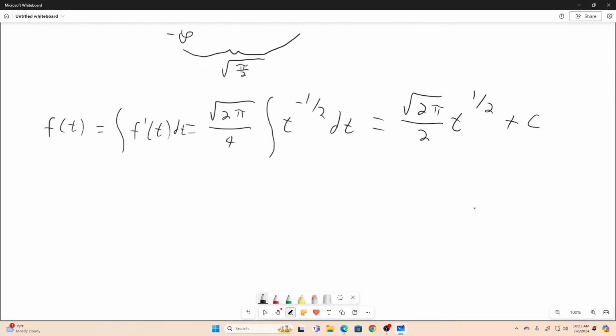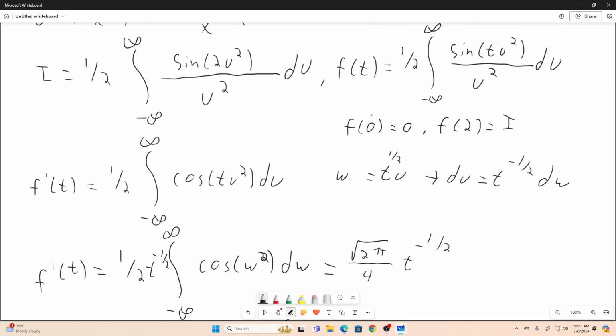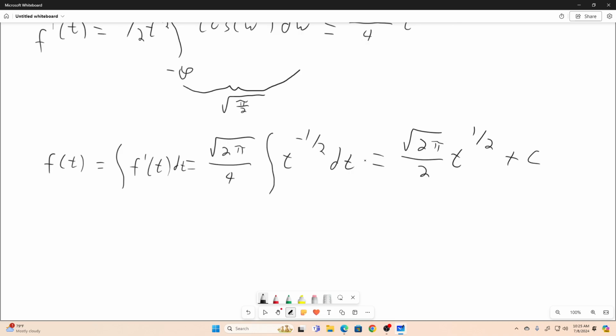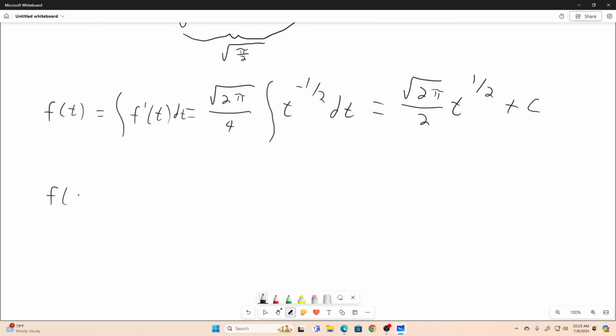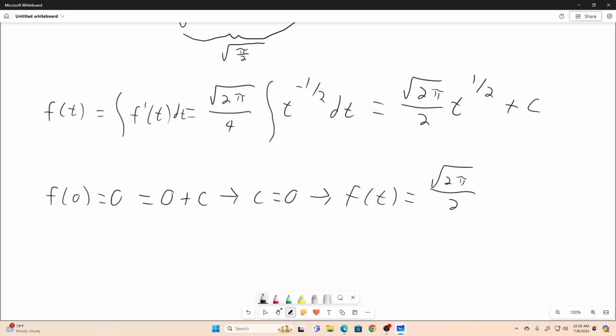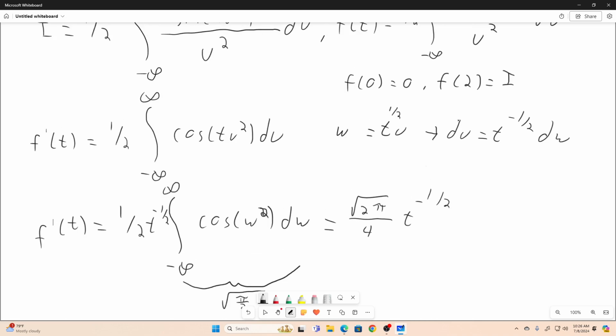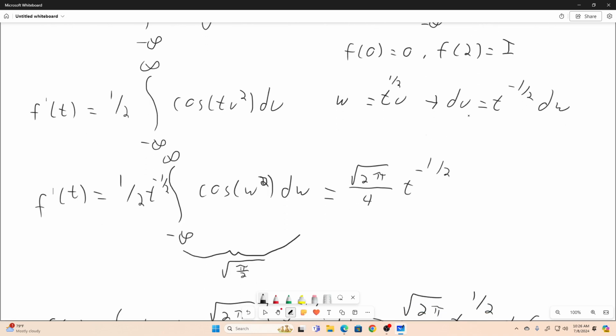All right. Well, we know from up here that f when t is equal to 0 is equal to 0. So I'll just write this down. F of 0 is equal to 0, but it's also equal to this thing evaluated at the point 0, which means that it's equal to 0 plus c, which implies that c is equal to 0, which implies that our final version of f of t is simply equal to the square root of 2 pi over 2 times t to the 1/2.